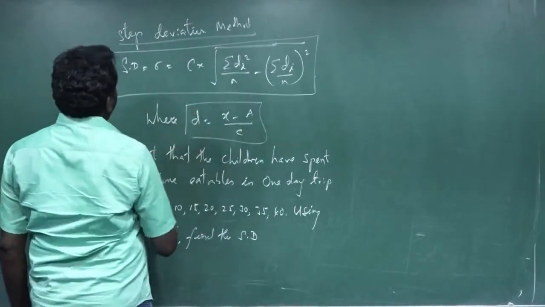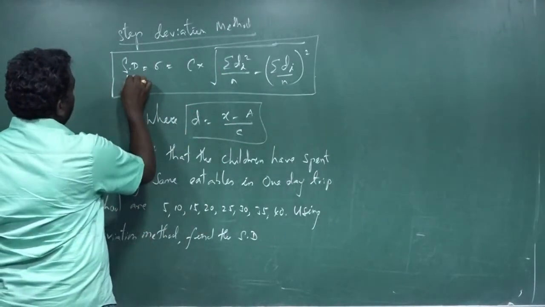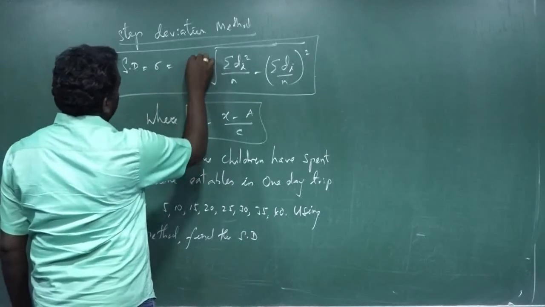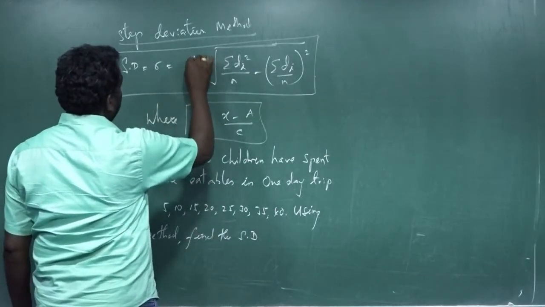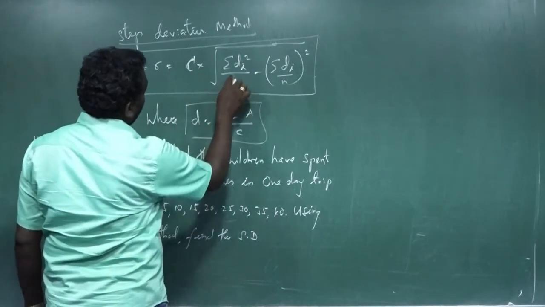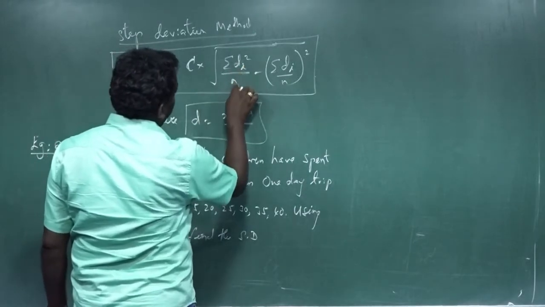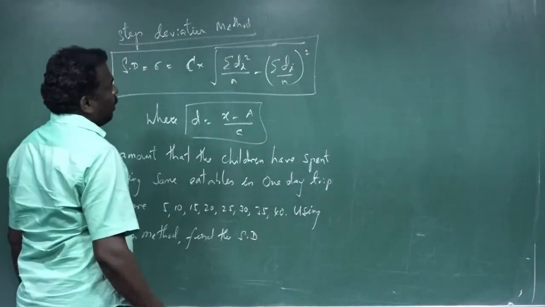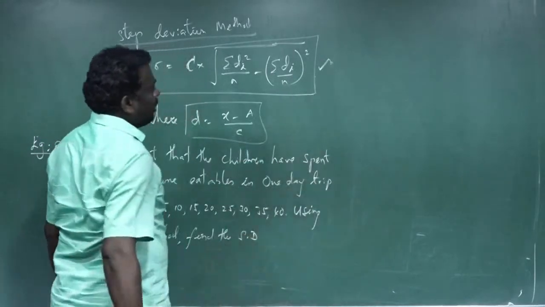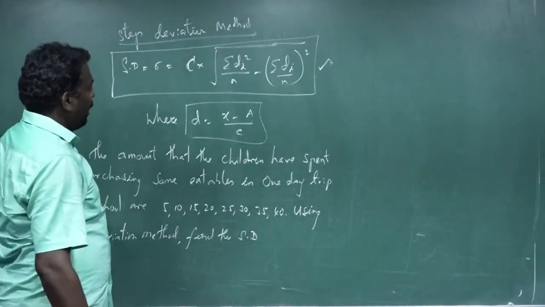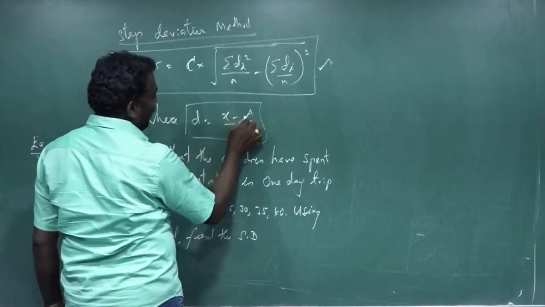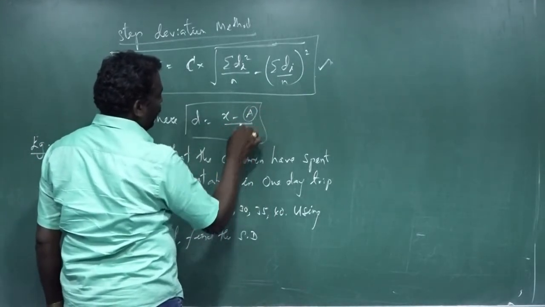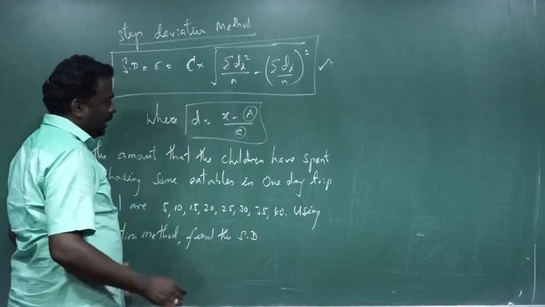Step deviation method. In this method, standard deviation is defined by sigma equals c, the class interval, into the square root of summation di squared by n minus (summation di by n) whole squared. Apply this formula to find the standard deviation in the step deviation method. Here d is called x minus a by c. A is called the assumed mean. C is called the class interval.